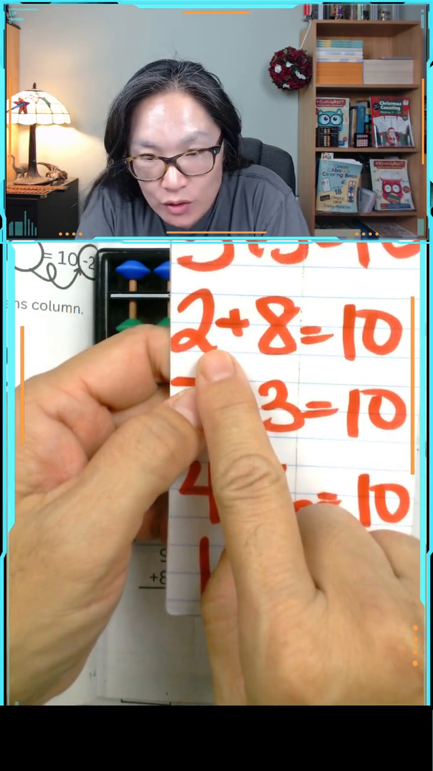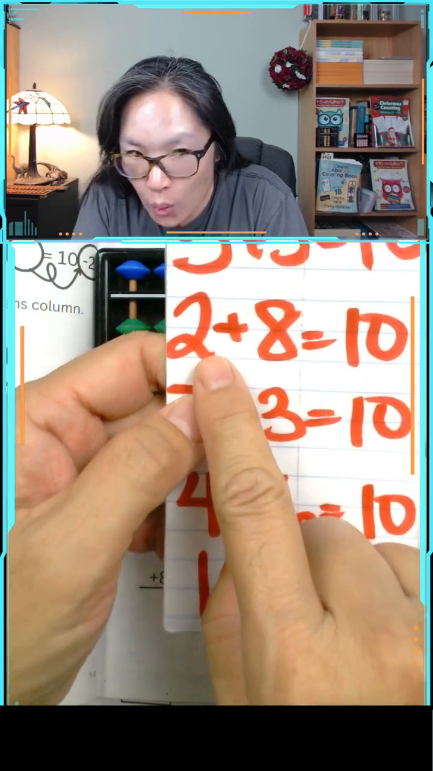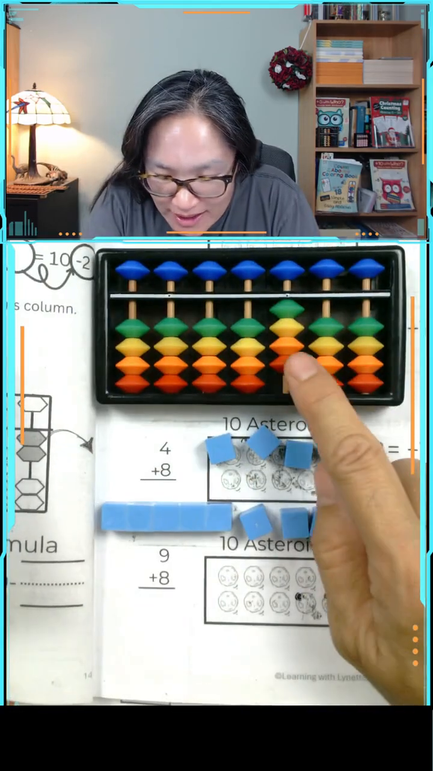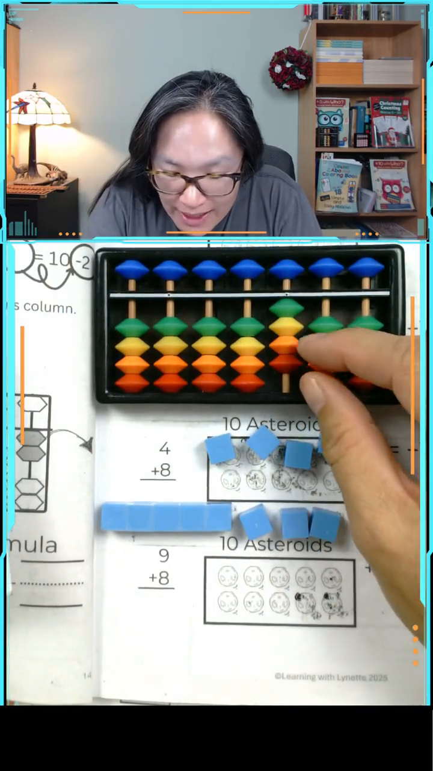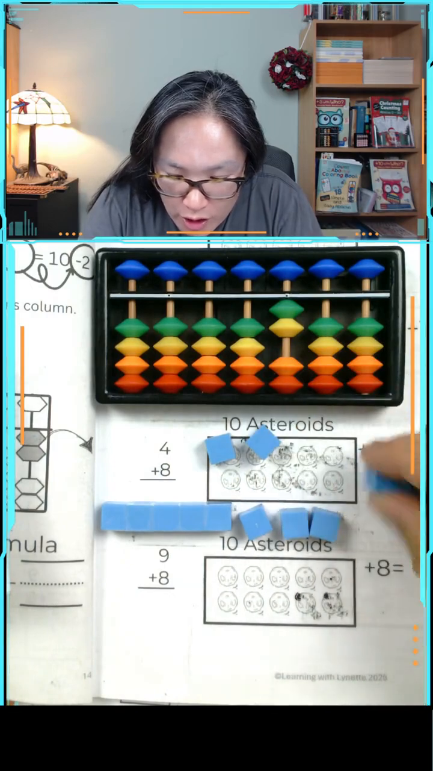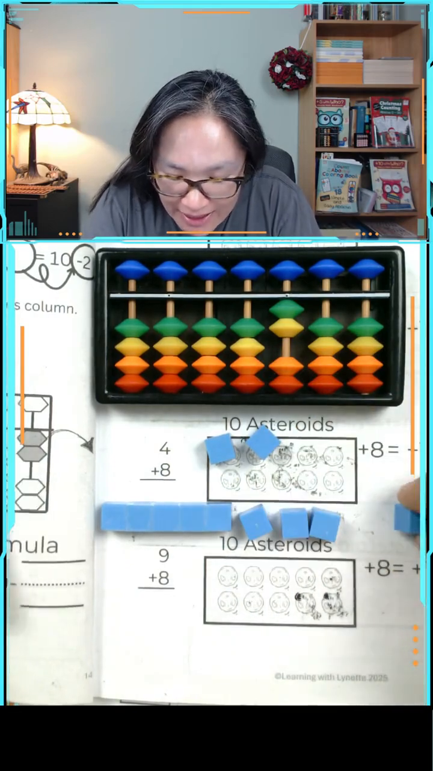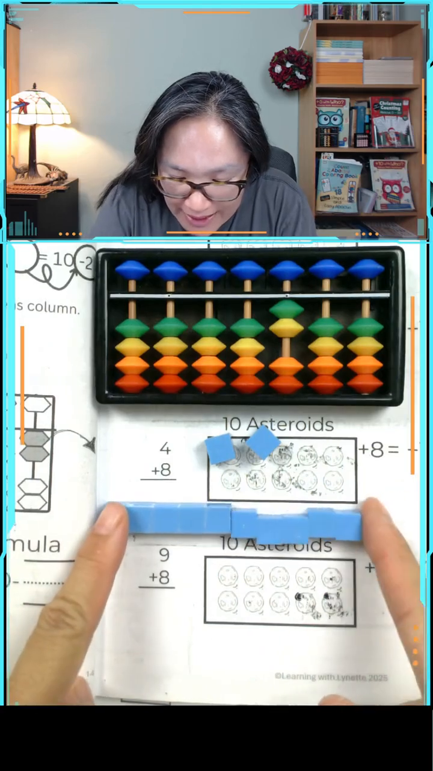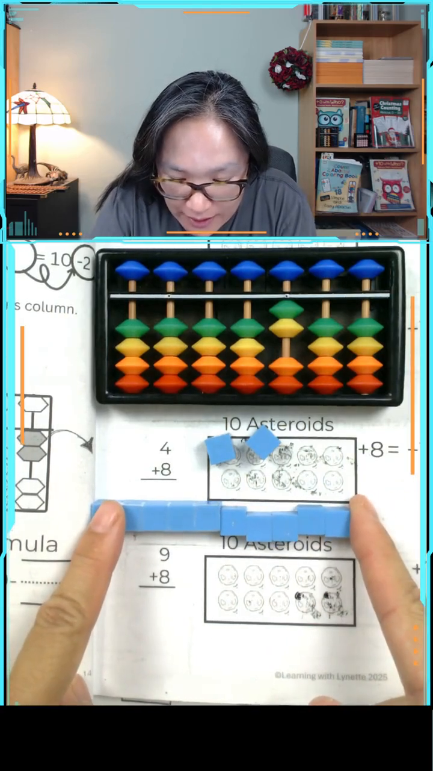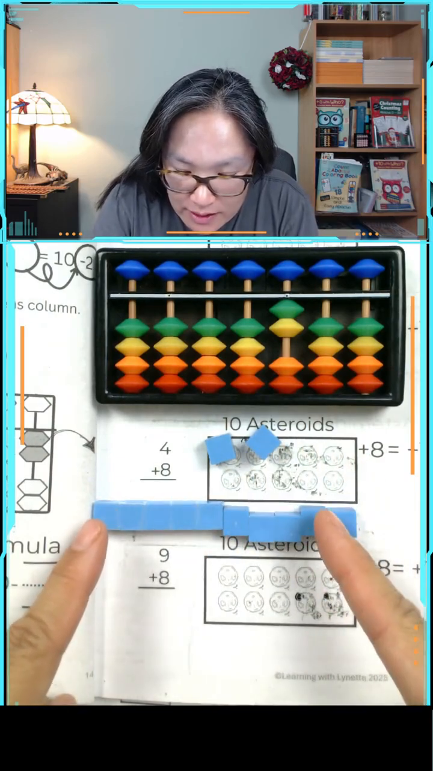Where are we going to add the 2 from? Where do we get that 2 from? The 2 has to come from the 4. Minus the 2 from the 4. So then this is what we're going to add and regroup to make an 8, to make a 10. So our final answer is 12.